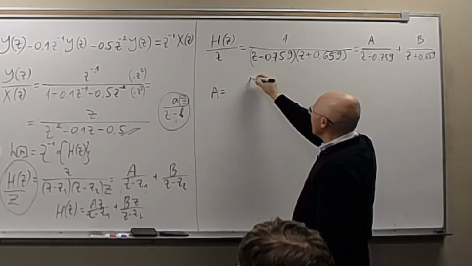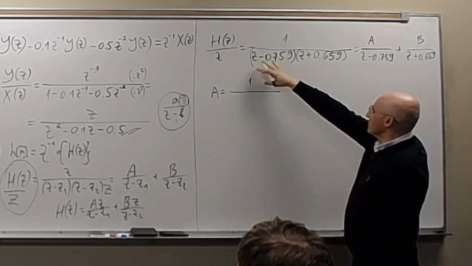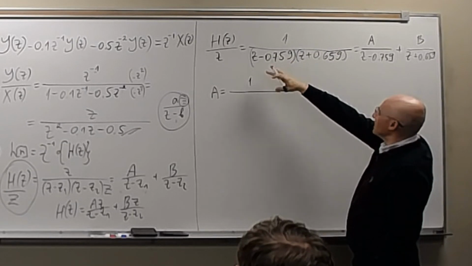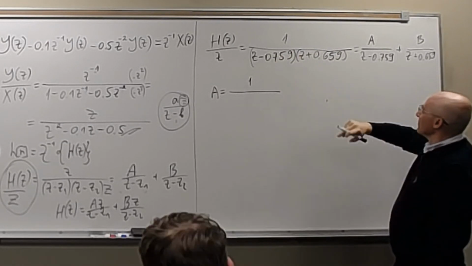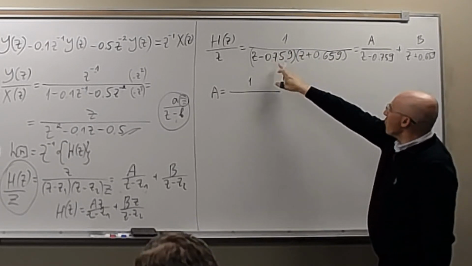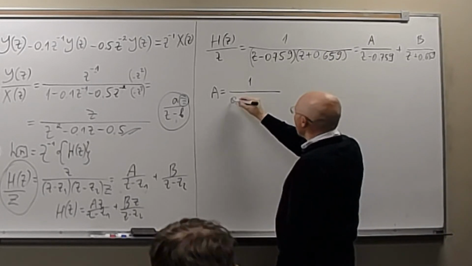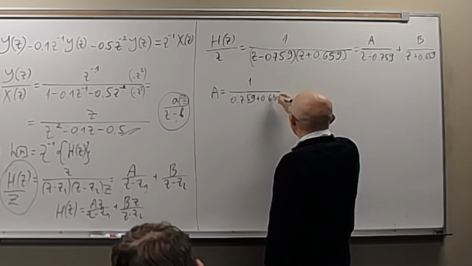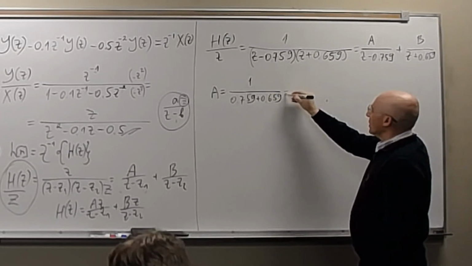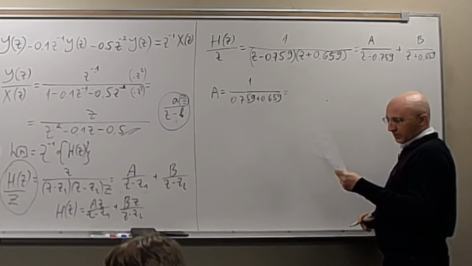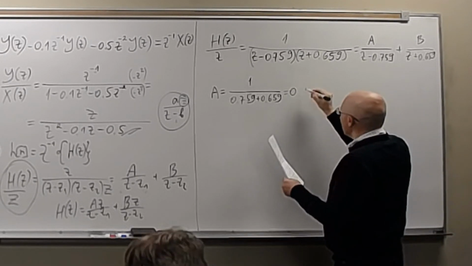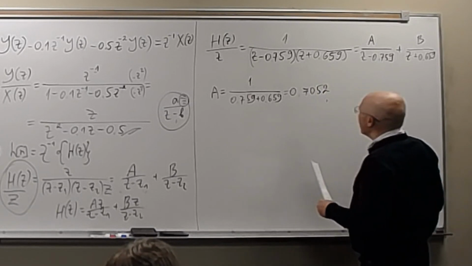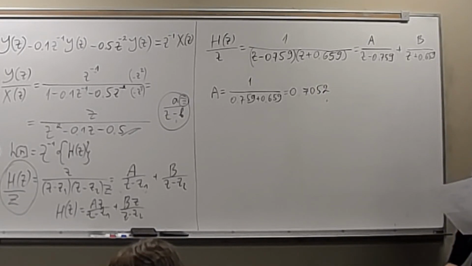So it will be 1 divided by nothing here, just ignoring it, because you have a division by 0. You don't need it. You multiply by that thing, and putting here 0.759. So you get 0.759 plus 0.659. And you get, let's see what you get, 0.7052. Because you have a coefficient.